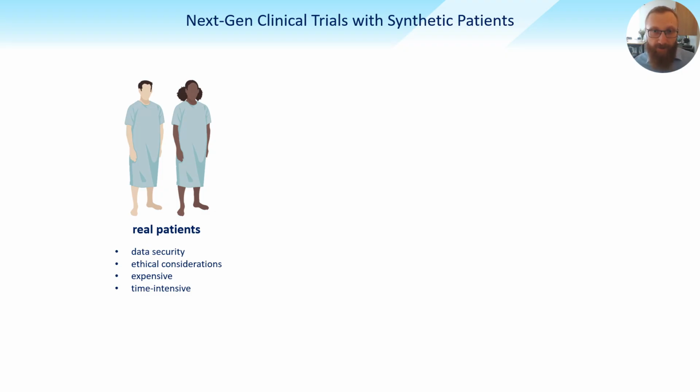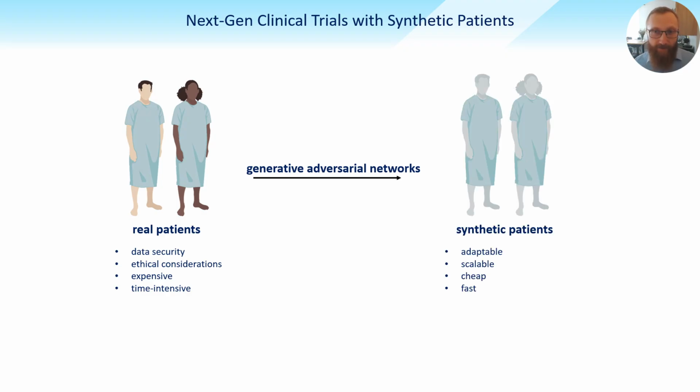So the issues we know exist for real patients can essentially be overcome by generating synthetic patients with, for example, generative artificial intelligence. For synthetic patients, privacy is not an issue. They are not real patients, so they can simply be shared. They just mimic the behavior of their training samples.